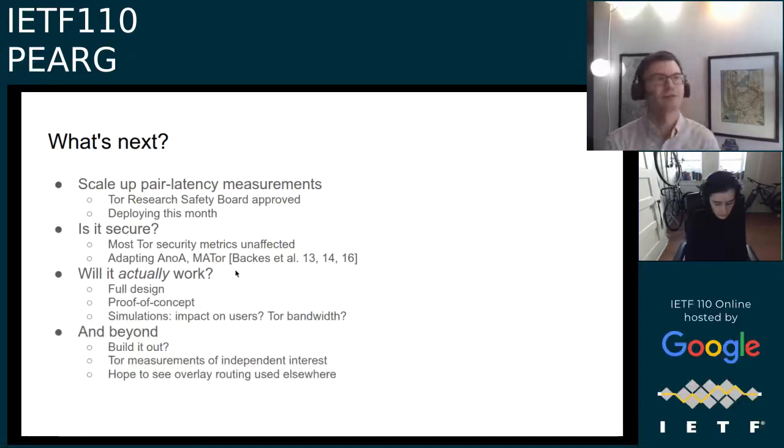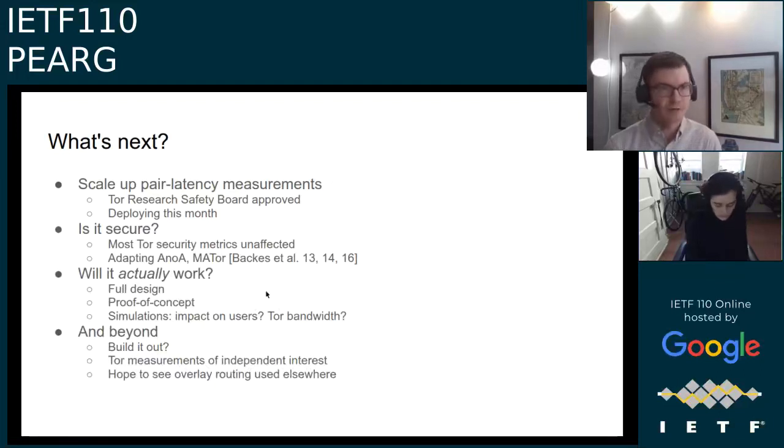And then we also want to make sure not only that it would work in theory, which you can learn from these pairwise measurements, but that it would work in practice, that it wouldn't impose unrealistic additional bandwidth or computational requirements at these nodes, which are often not commodity server machines. They're often running in a home network. And so in order to do that, we need to both build out a proof of concept and assess the performance impact, and then run simulations using the topography of the Tor network.